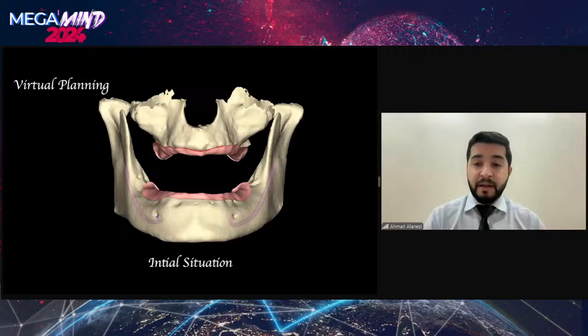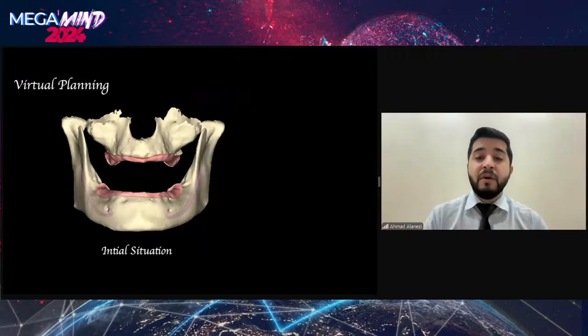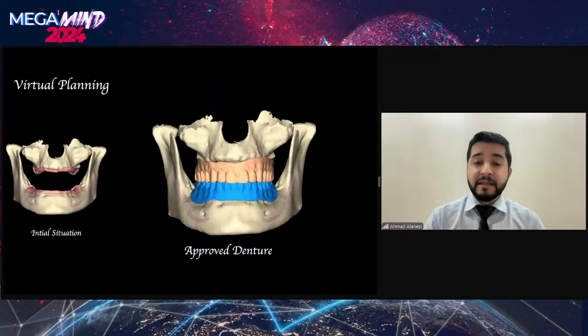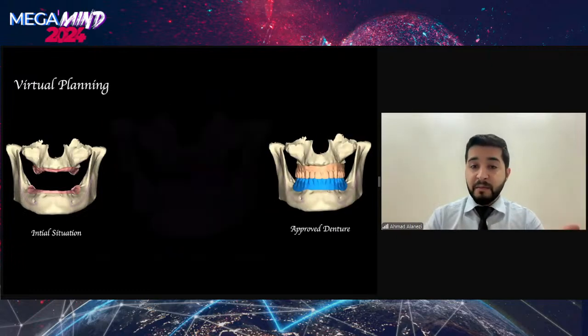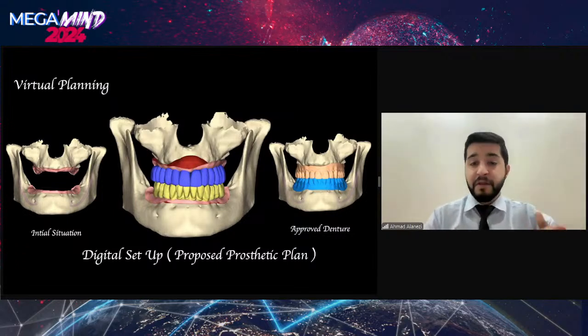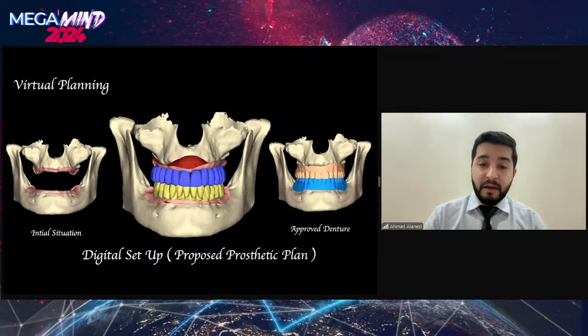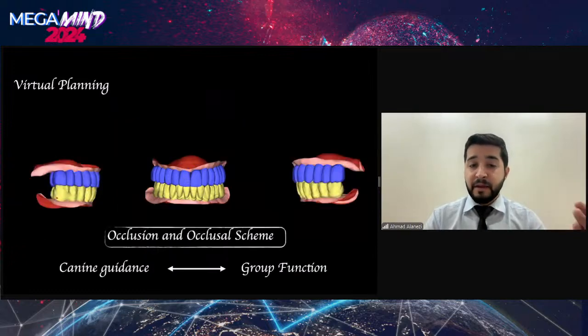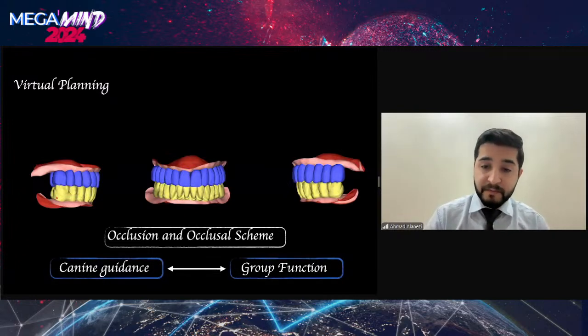This is the virtual planning. This is the initial situation after we had all this data imported. This is the approved denture that we discussed earlier. And this is the new prosthetic that we made, because in this case, we are going for an FP1 at the top and FP2 or FP3 in the bottom. We also wanted to make sure that the occlusal scheme in this kind of situation is either canine guidance, occlusal function or group function.